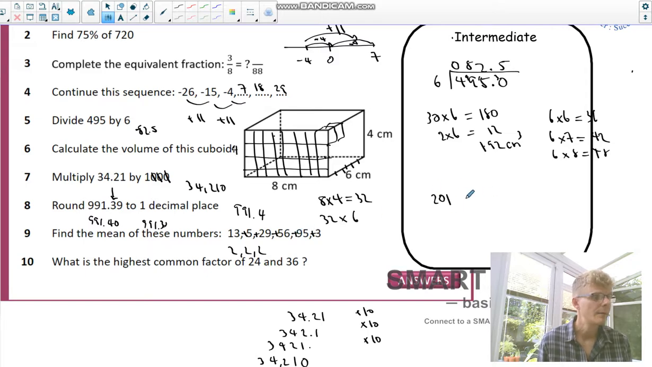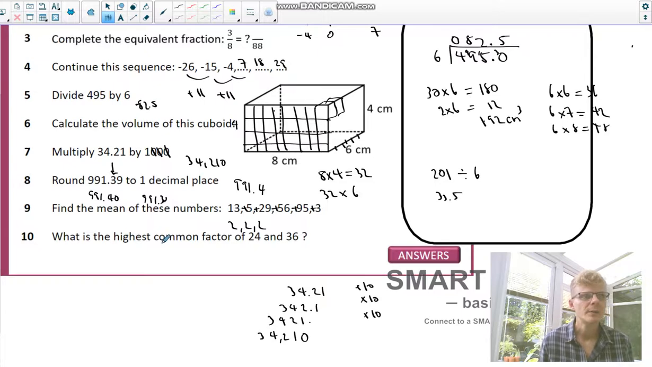So I do, for my average, my mean average, I'll do 201 divided by 6. And maybe we'll go for a calculator for this one. So on average, we get 33.5 goals per game. Okay, so mean is add them up and divide by how many there are. And then finally, question 10, what's the highest common factor of 24 and 36?